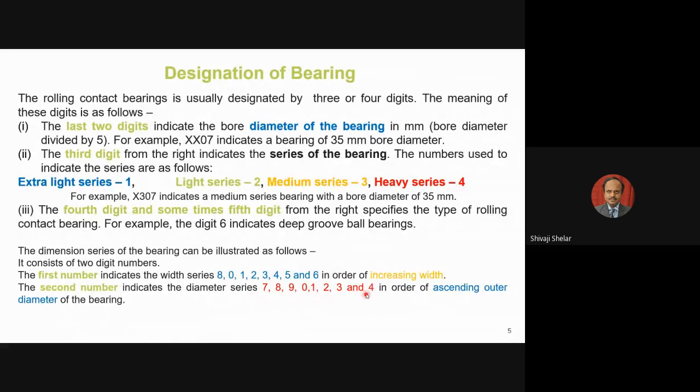If there is a provision to increase the outside diameter of the bearing, that is the outer race diameter, you can increase this outer diameter to vary the load carrying capacity of that bearing, that is the dynamic load carrying capacity. So this number 7, 8, 9, 0, 1, 2, 3, 4 is in ascending order of the outer diameter of the bearing. They are increasing in diameter. So 4 has the highest diameter and 7 will have the lowest diameter.